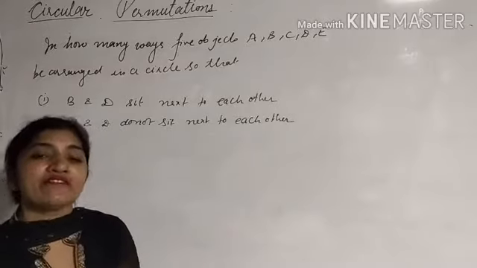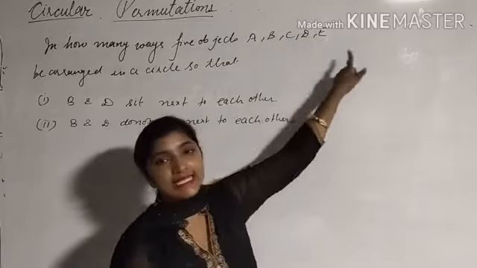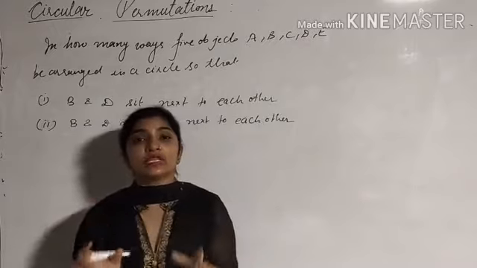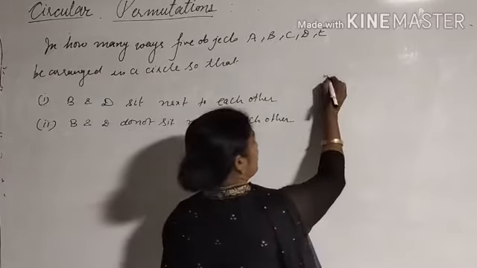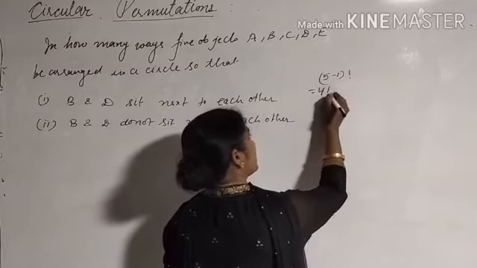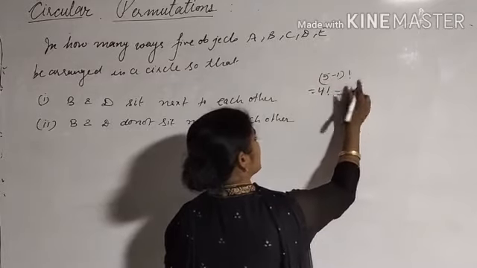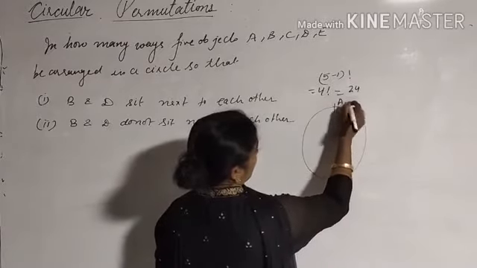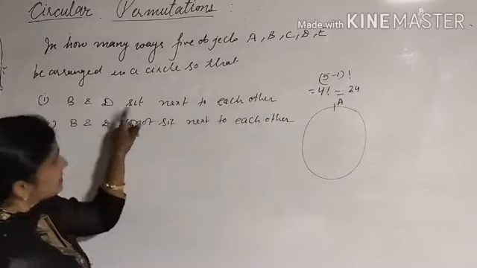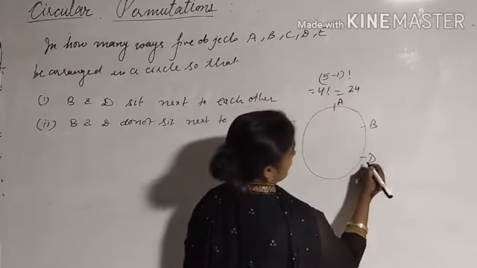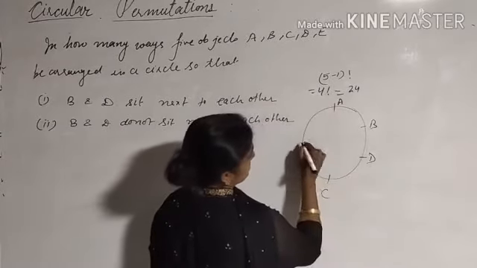We want to arrange the 5 objects A, B, C, D, E around a circle. So it's very clear that the total number of arrangements is 5 minus 1 factorial, that is 4 factorial, which is 24. Okay. Now, B and D sit next to each other. So we want to make the arrangement of B and D together.